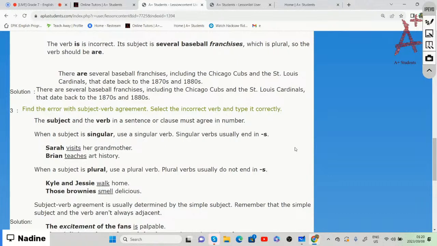So, since the subject is plural, because several baseball franchises means more than one franchise, we're not going to say there is several baseball franchises. We need to say there are several baseball franchises. It shows that it is a plural form. Are, not is. Is refers to when something is singular, not plural.